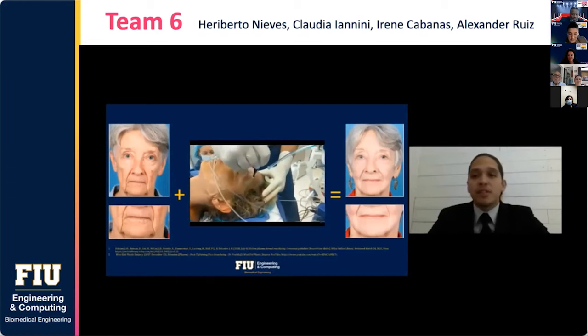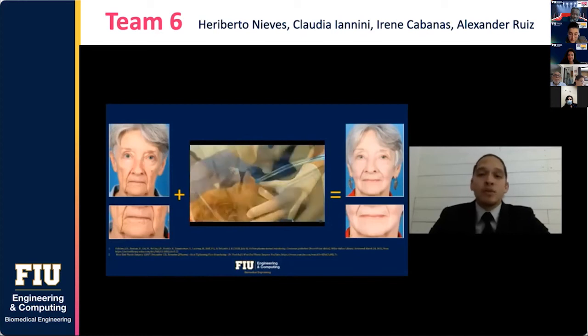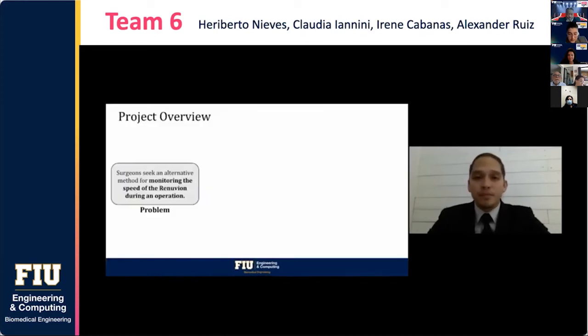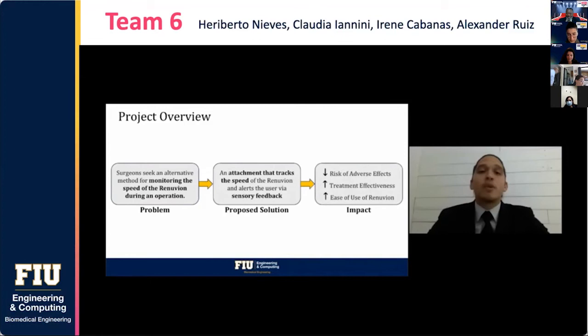Importantly, its effectiveness depends on the speed at which it moves across the tissue. Too fast can lead to undertreatment, and too slow can lead to tissue damage. For this reason, Apex presented us with the challenge of engineering a feedback mechanism that responded to the speed at which the user moved the device during treatment. Our team proposed a solution of designing an attachment to the handpiece that can monitor its speed. Moving the handpiece out of the required speed range will result in a visual and auditory alert. This attachment could further reduce the chances of overexposure to the plasma on patients, improve the effectiveness of treatment, and its ease of use for surgeons.